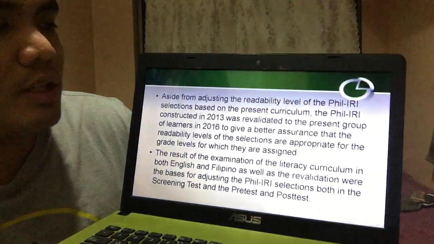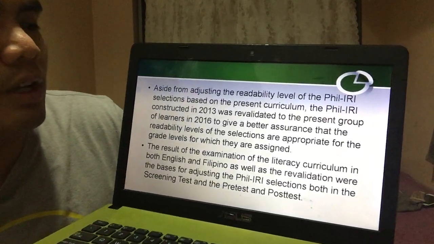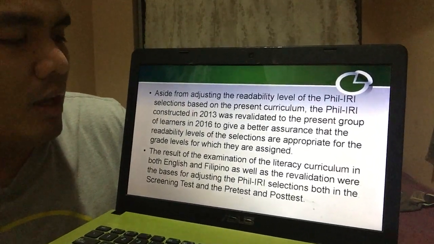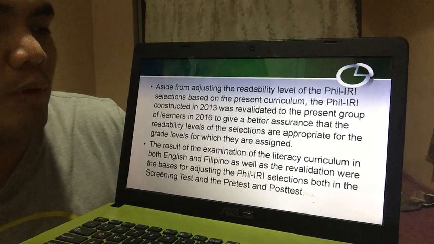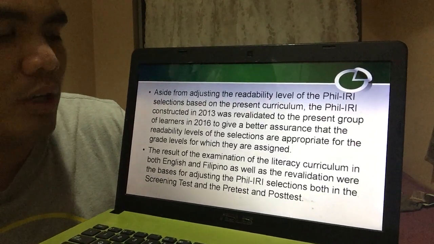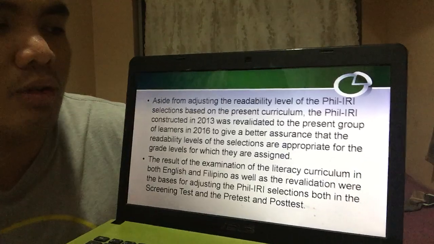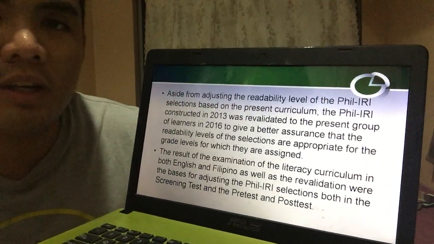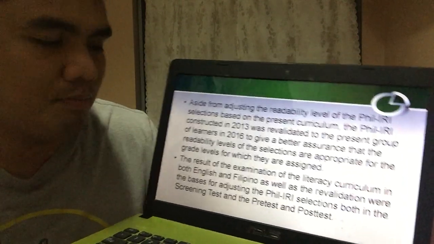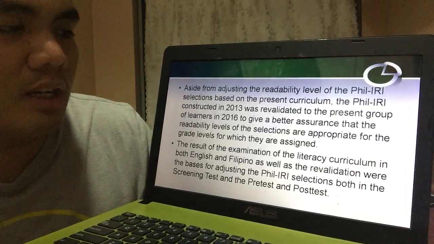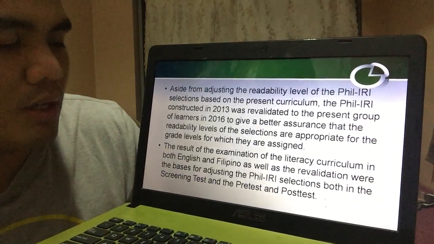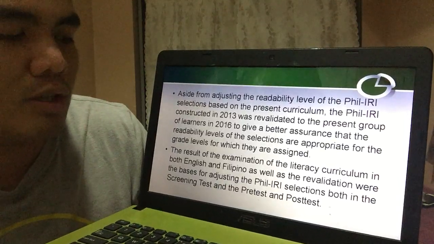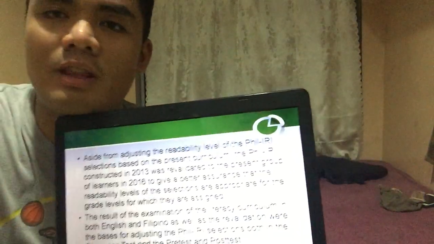Another one. Aside from adjusting the readability level of the PHIL-IRI selections based on the present curriculum, the PHIL-IRI constructed in 2013 was revalidated to the present group of learners in 2016 to give a better assurance that the readability levels of the selections are appropriate for the grade levels in which they are assigned. The result of the examinations of the literacy curriculum in both English and Filipino, as well as the revalidation, were the basis for adjusting the PHIL-IRI selections both in the screening test and the post-test.